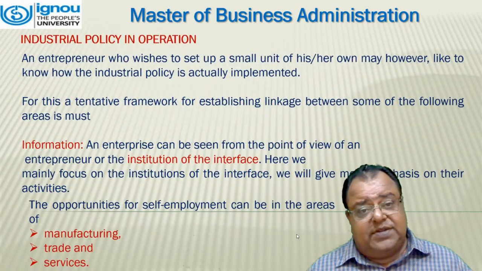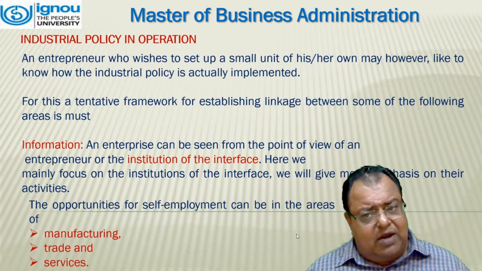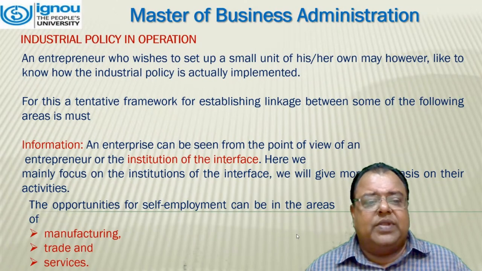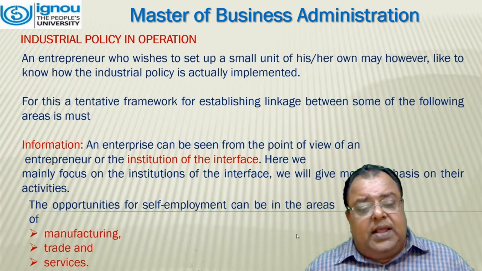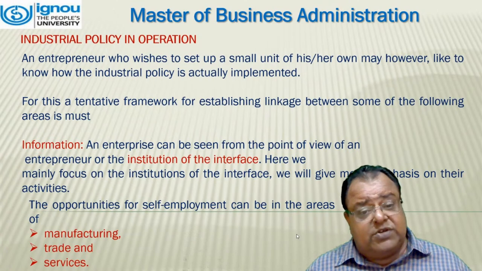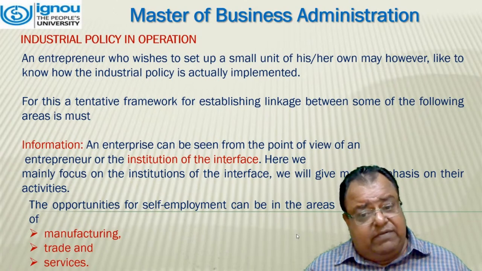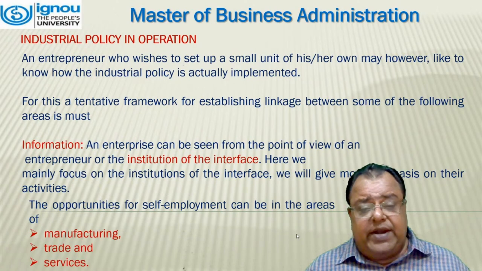Industrial policy in operations. An entrepreneur who wishes to set up a small unit of his or her own would, however, like to know how the industrial policy is actually implemented. For this, a tentative framework for establishing linkage between some of the following areas is necessary. First one is information. An enterprise can be seen from the point of view of an entrepreneur or the institution of the interface. Here, we mainly focus on the institutions of the interface, and we will give more emphasis on their activities. The opportunities for self-employment can be in the areas of manufacturing, trade, and services.